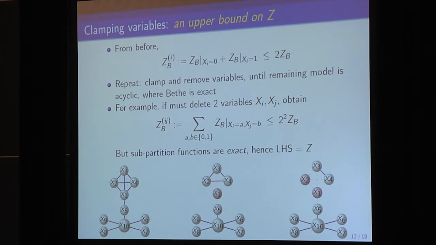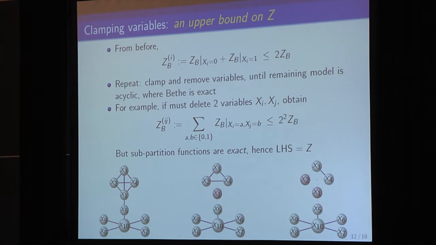Okay? But now we can repeat this process. So keep clamping and removing variables until the remaining model is acyclic. And when we've done that, the beta approximation is exact. So for example, if we have to delete two variables, like we have to do in the lamp model at the bottom, we obtain ZB_ij, which is the sum over all the subpartition functions where variables xi and xj are set to all their possible different values. Each of those, again, is optimizing over a subset of the total. So each of those is less than ZB. And so that's less than or equal to 2 squared, or 4ZB.